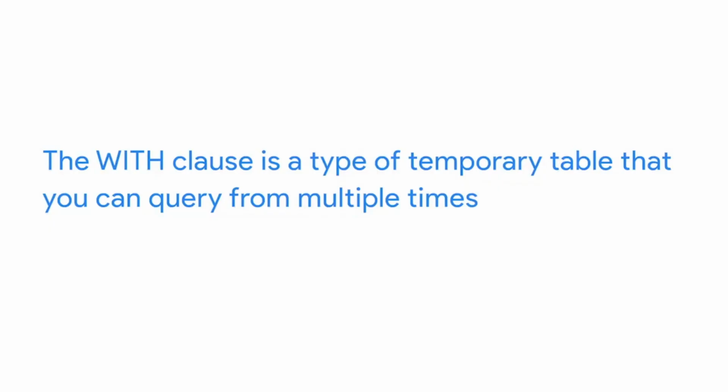There are different ways to create temporary tables in SQL, depending on the relational database management system you're using. We'll explore some of these options soon. For this scenario, we'll use BigQuery. We'll apply a with clause to our query. The with clause is a type of temporary table that you can query from multiple times.